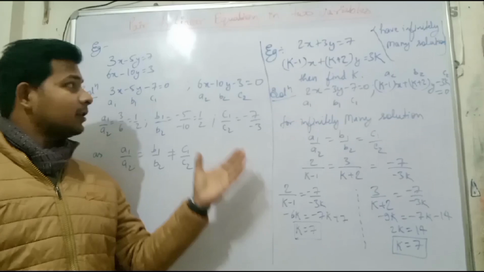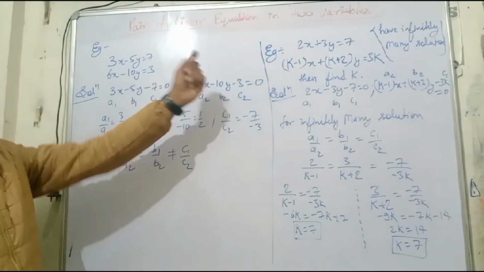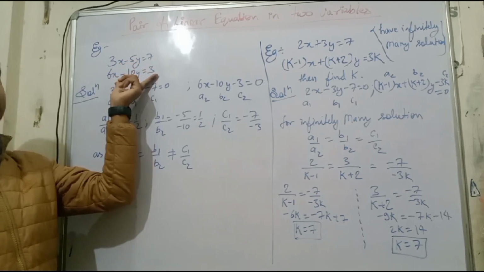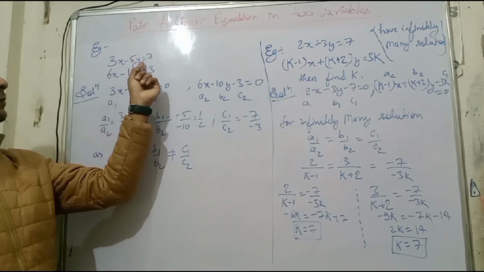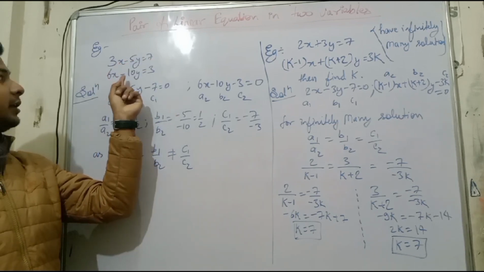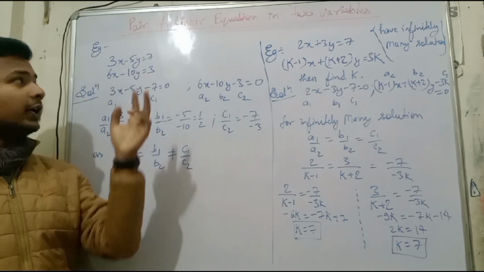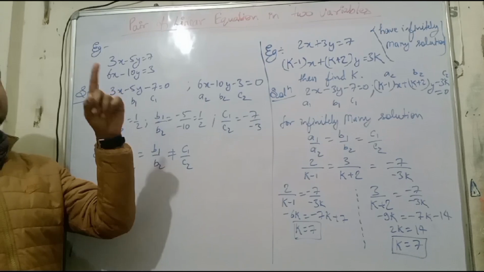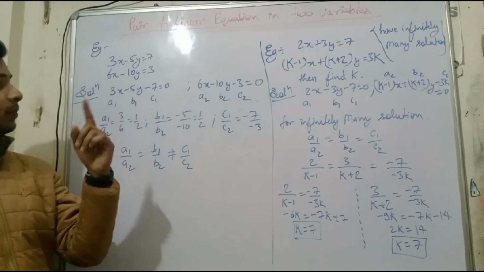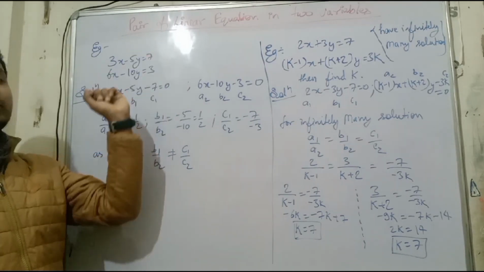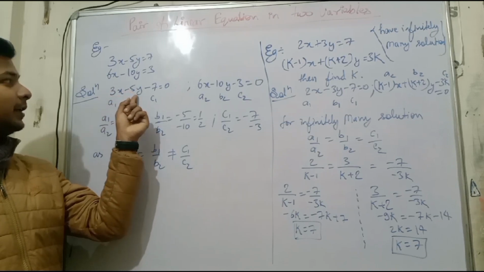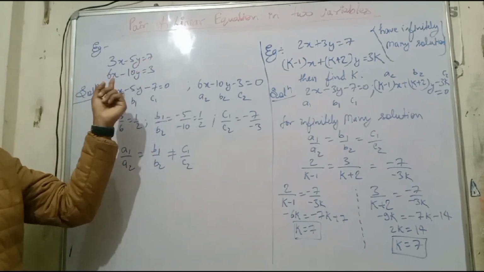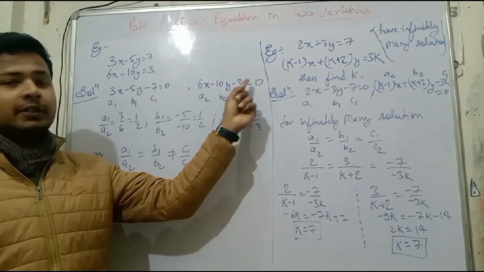Let's understand this with examples. Let's say we have one pair of linear equations in two variables: 3x minus 5y equals 7, 6x minus 10y equals 3. First of all, you have to write these equations in standard form, that is a1x plus b1y plus c1 equals 0. So we have to transpose 7 to the LHS: 3x minus 5y minus 7 equals 0. Similarly, 3 to the LHS: 6x minus 10y minus 3 equals 0.